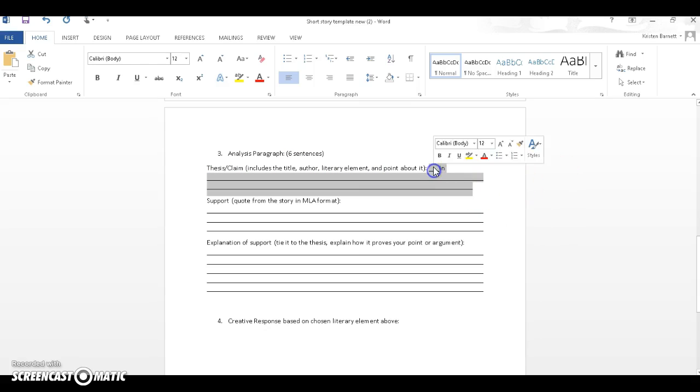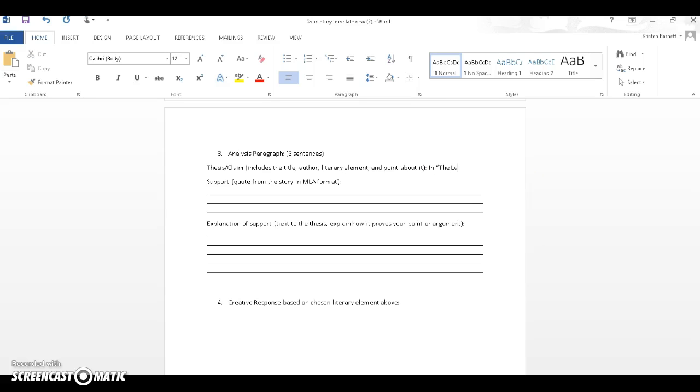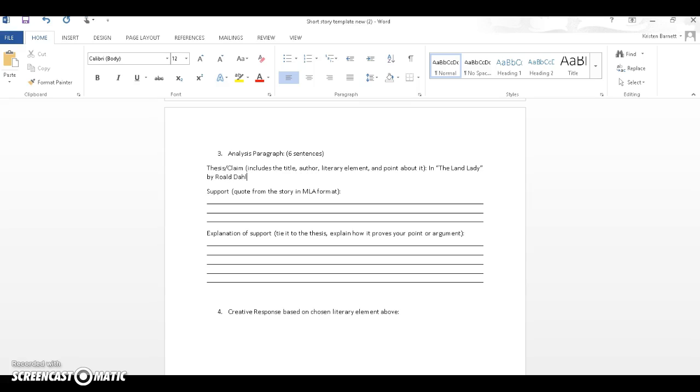So let's delete these lines. In The Landlady by Roald Dahl, the plot progresses, and you have to come up with some kind of argument about one of the literary elements. I'm going to choose the plot and foreshadowing, but you could talk about characterization. You could argue something about the setting, argue about something the way the author uses words, their word choice, or their diction, their style. You could argue about how the author portrays the characters over time based on their actions and how that affects the story.